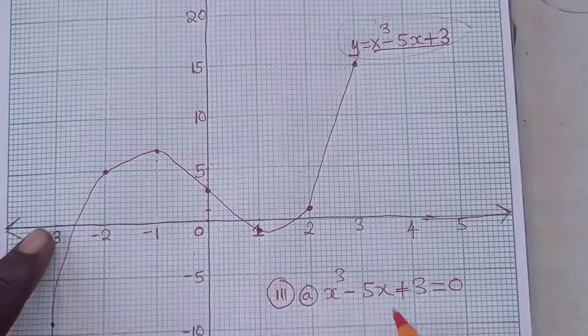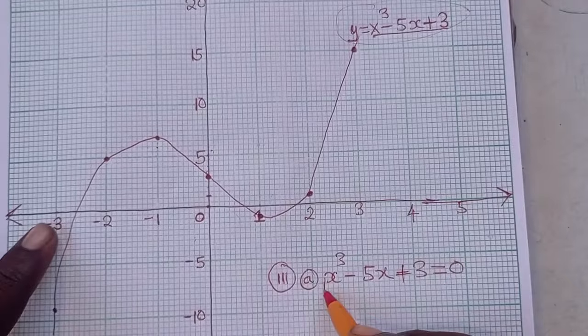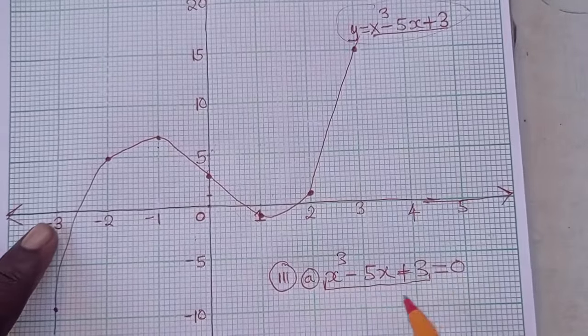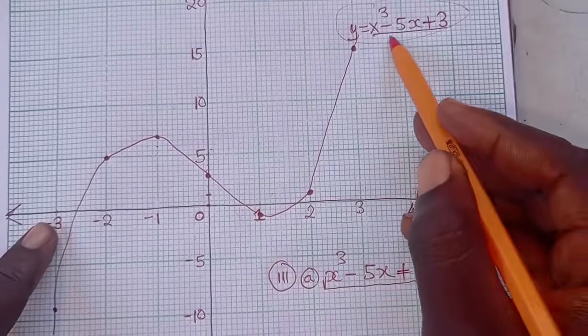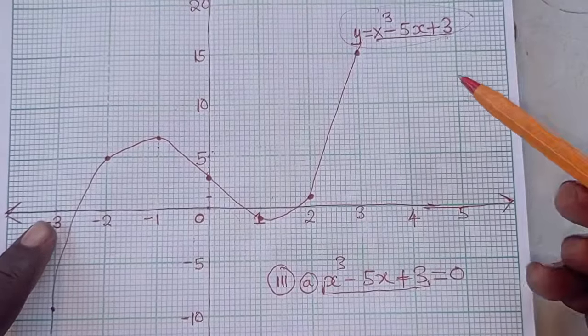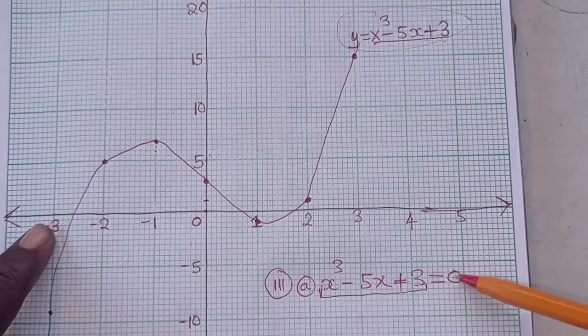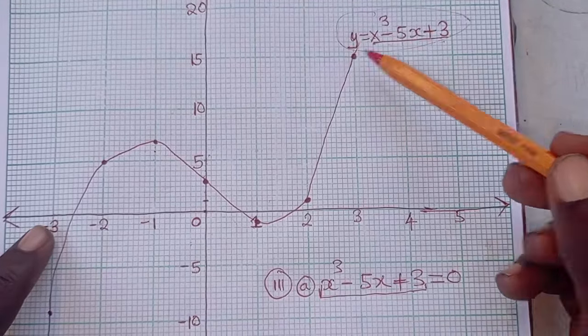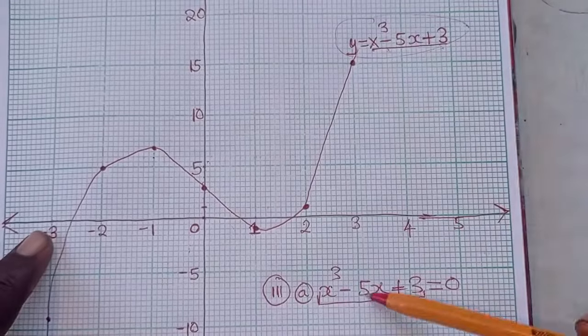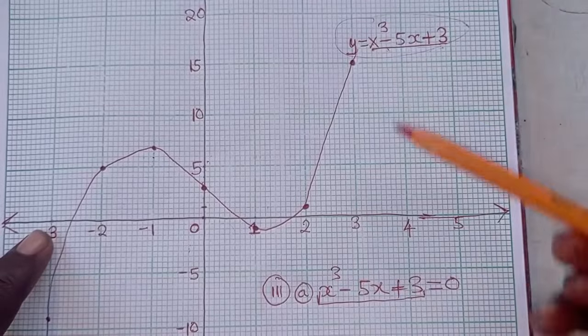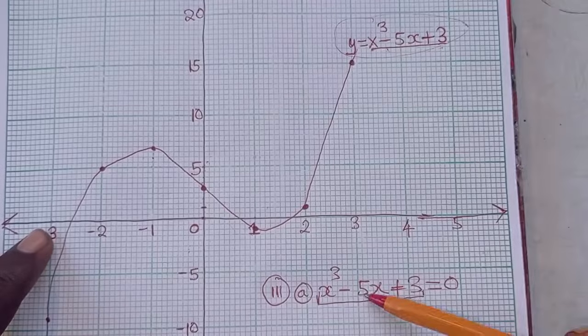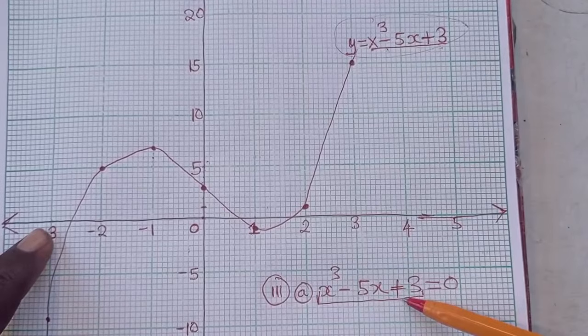In this case now, we've got this. So you ask yourself, is this expression the same as that expression? What is your answer? Just this one and that one, excluding the equal to 0. Are these two the same? x cubed, minus 5x, minus 5x, plus 3, plus 3.